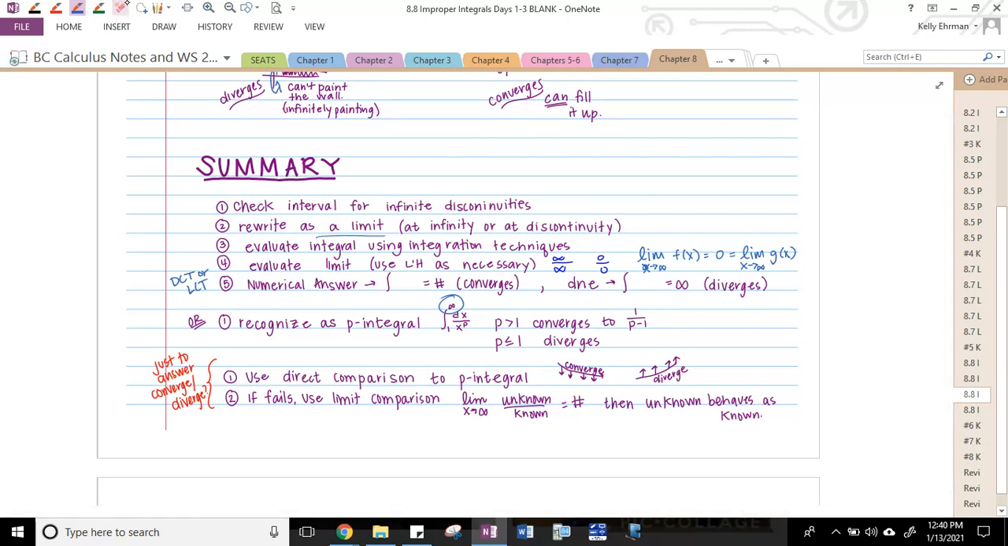And again, sorry, I jumped the gun on my DCT, LCT. Down here, for a direct comparison test or a limit comparison test, you may just be answering, does this integral converge or diverge? If that's the case, that's great. You're just using those two tests to figure it out. If the integral converges and they want you to actually find the answer, they will say that in the directions. But if it just says converge or diverge, you're just using the tests and coming up with that conclusion.